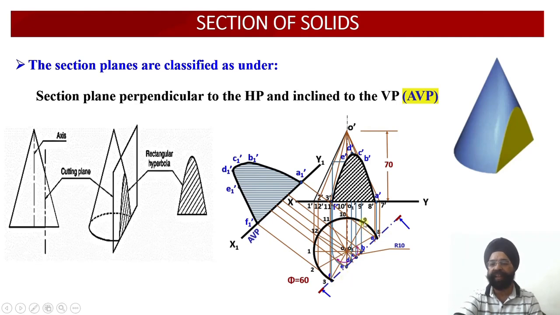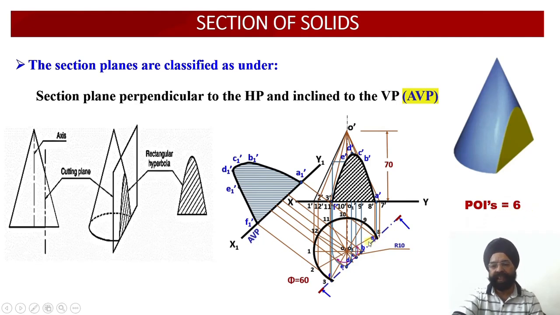So we have divided it into 12 parts, but the 8 generators have not been cut by this cutting plane. Only the 4 generators lying on this side have been cut by this cutting plane. So the total points of intersection in this case we have obtained as 6.